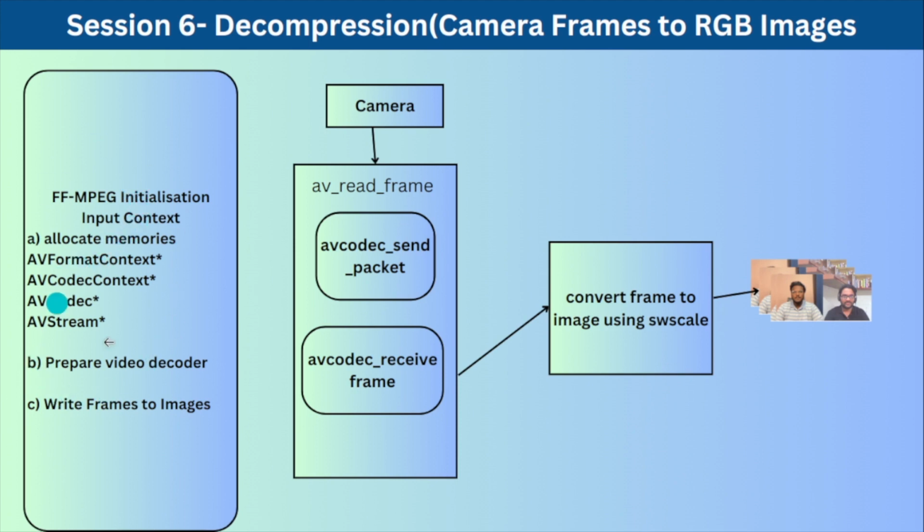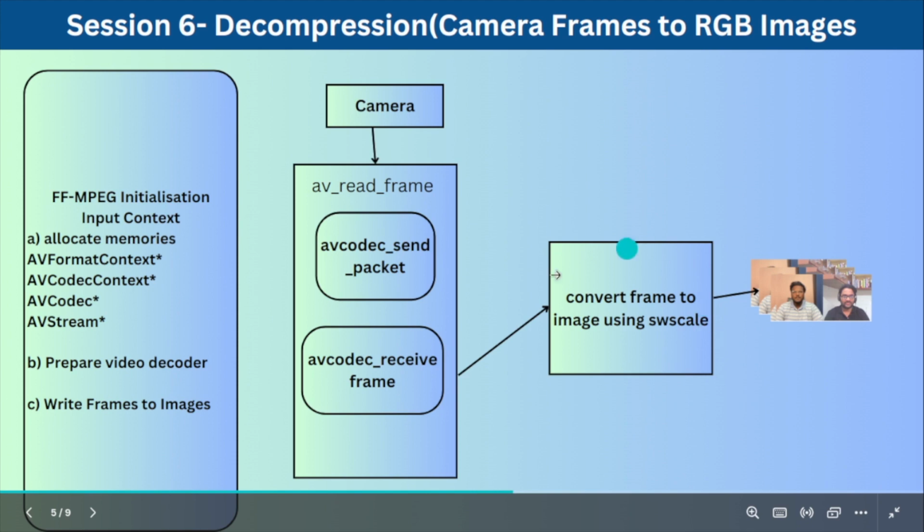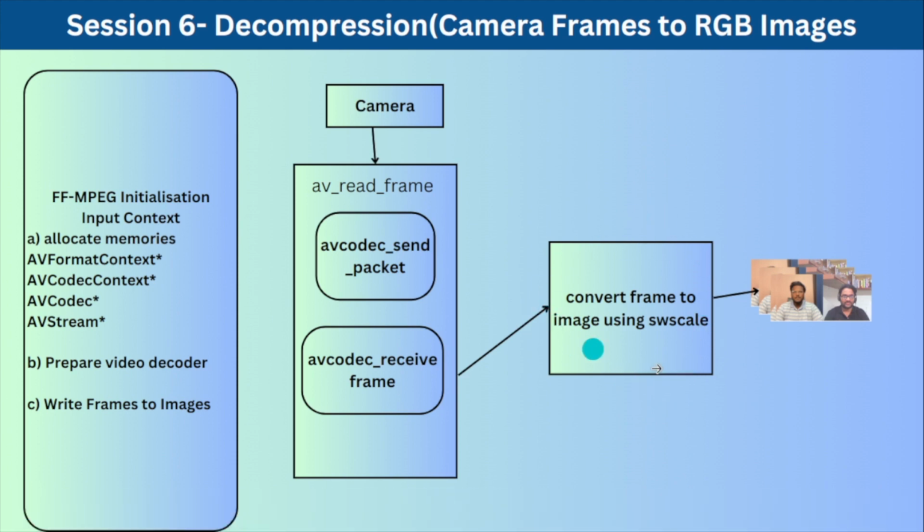We allocate all the memories here, and then later we start reading the data from the camera, and then we continuously get the data. We send the packet, and then we receive the frame, and this frame we are converting into RGB images using the FFmpeg APIs. So this is what we'll be discussing in this particular session.